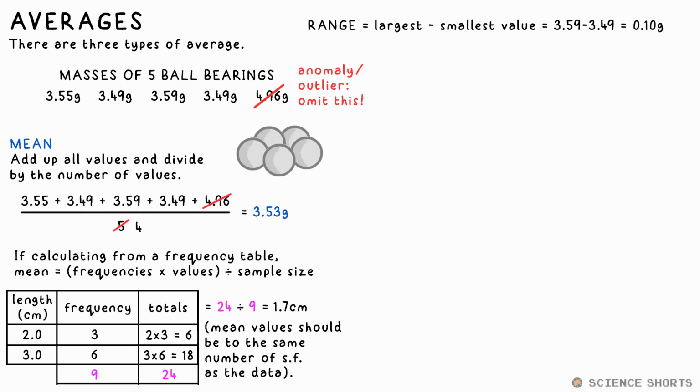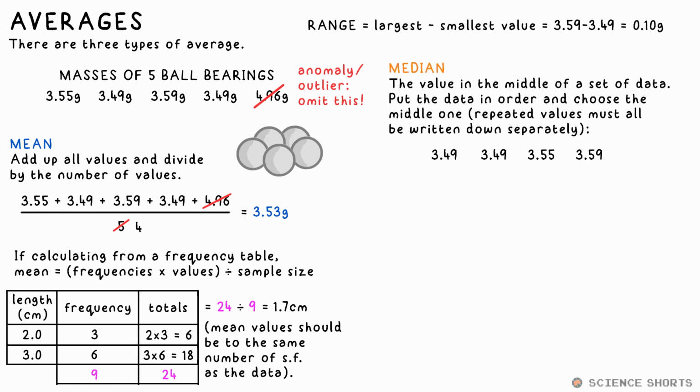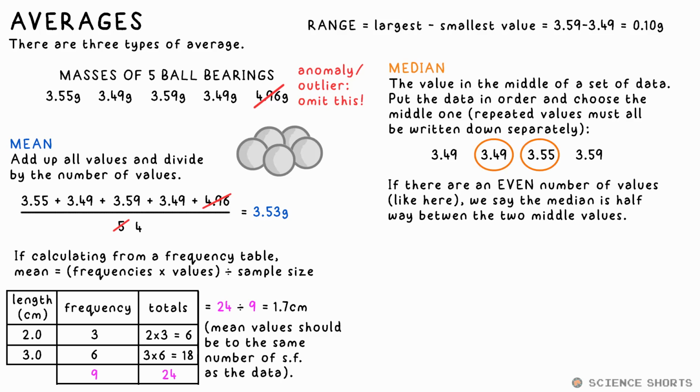If you're asked to find the mean from a frequency table, you must multiply the frequency by the values, then divide by the total number in the sample. The median is just the number in the middle of a set of data. So if you have 5 values that are listed from smallest to largest, then the median is going to be the third value. If you have an even number of values, there will be 2 values in the middle. In these cases, we give the median as the number halfway between these 2 values.